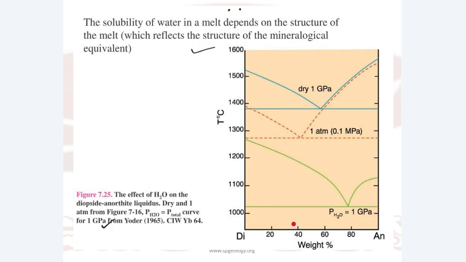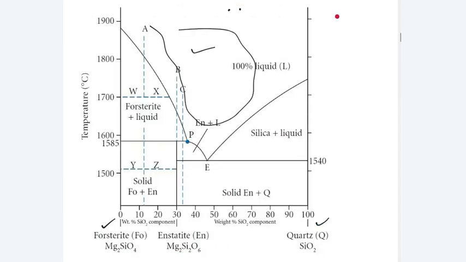So forsterite is in liquid condition in this field, that is the liquid field. So you can take any composition here. On the liquid field, we are taking a composition A. So it will touch the liquidus here. From this point, it will start to crystallize, just like eutectic.